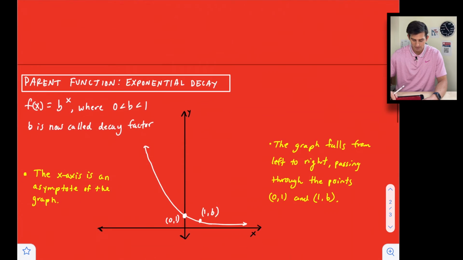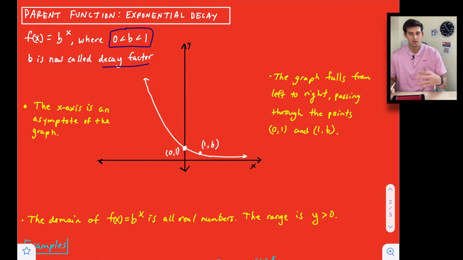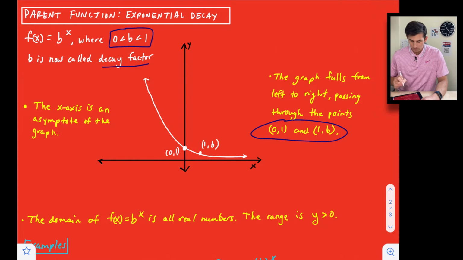Okay, now let's talk about exponential decay. Exponential decay now is where our number for b is between 0 and 1, so it's some kind of fraction. So now b is called our decay factor, whereas earlier, in exponential growth, we called it the growth factor. Okay, so now still the x-axis is an asymptote of the graph, but now notice our graph is falling from left to right on this exponential curve. So we still have these points 0, 1, and 1, b, but now we are falling from left to right.